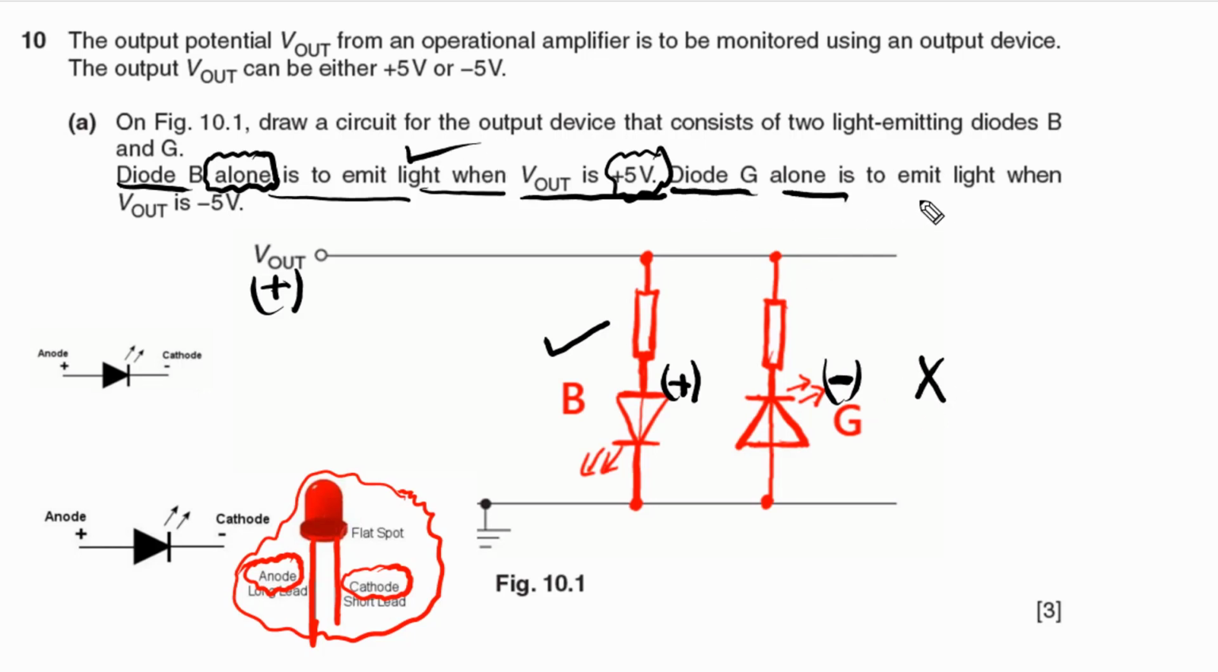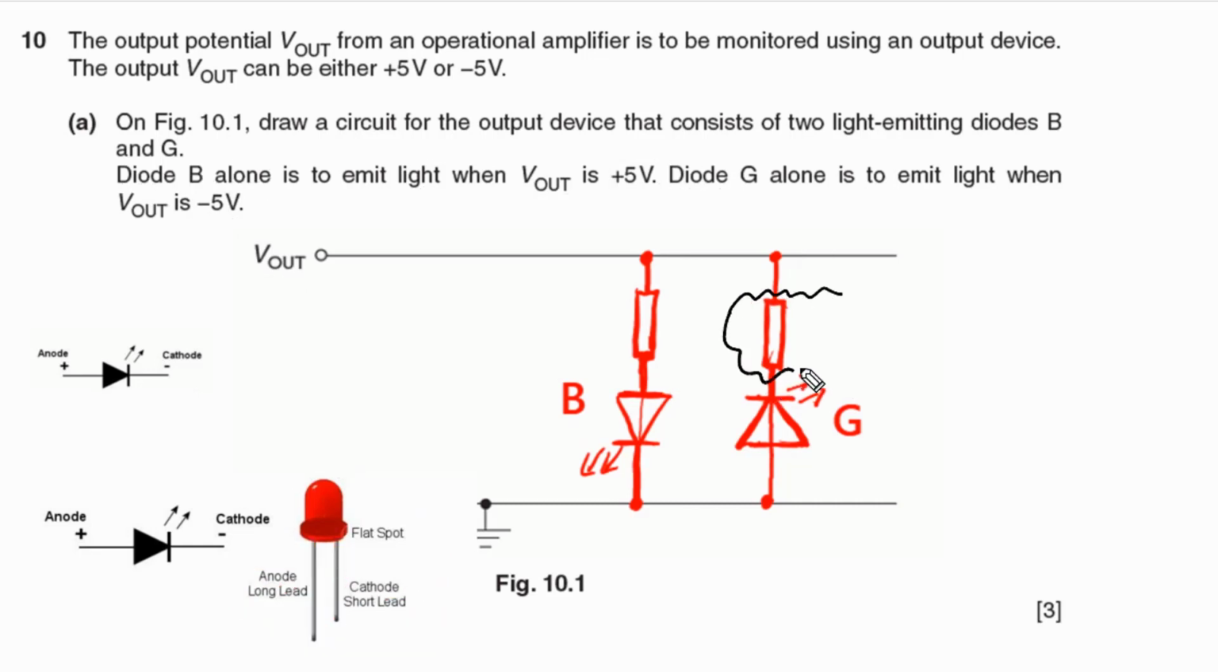Now let's move on to the second one. Diode G alone has to emit light when V out is negative 5 volts. When this output is negative, negative is connected with negative, so LED G will be conducting, which means this one will be on. But as this is negative, it is connected with the positive end of LED B, so LED B will not be conducting, which means this one will be off. So this is how we can answer part A.